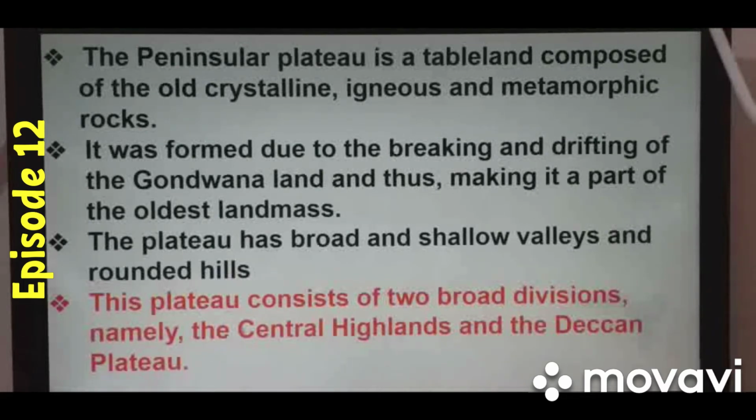So how is this Peninsular Plateau composed? It is composed of old crystalline, igneous and metamorphic rock. This is the composition: made up of igneous and metamorphic rocks.